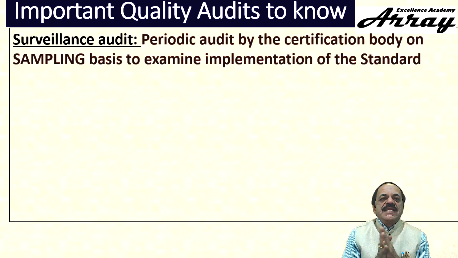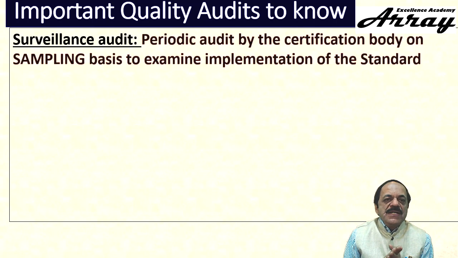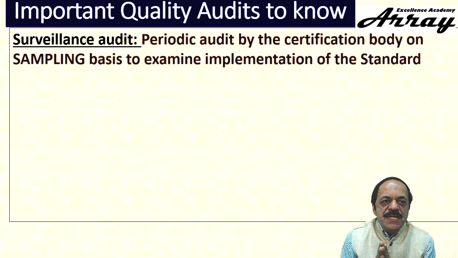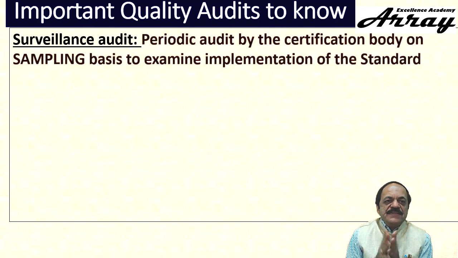Next comes the surveillance audit. We know once the certification audit or stage 2 audit happens and certification has been recommended, the certificate has only 3-year validity. In between, it is the requirement from the certification body to periodically come and verify that the requirements of the standards are sustained and maintained in the organization that has been awarded the ISO certificate. That is done through surveillance audit.